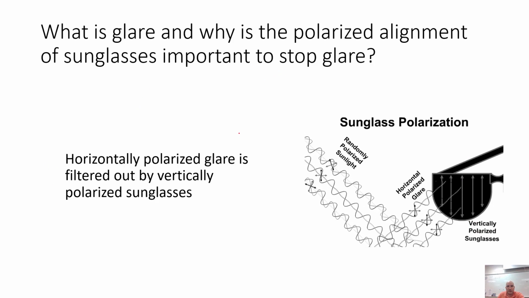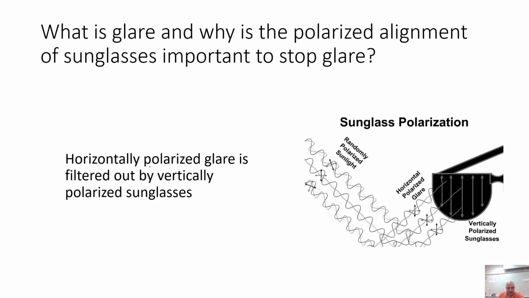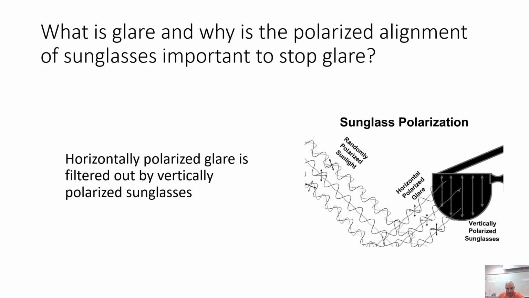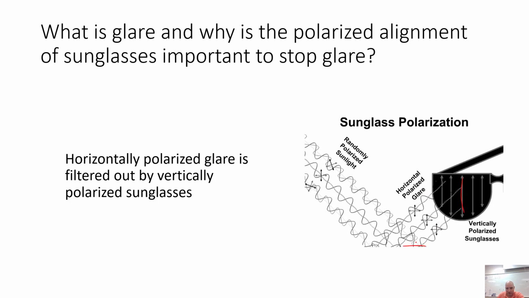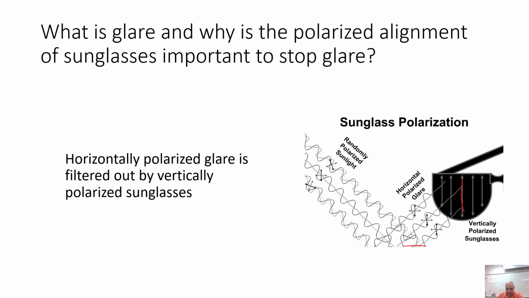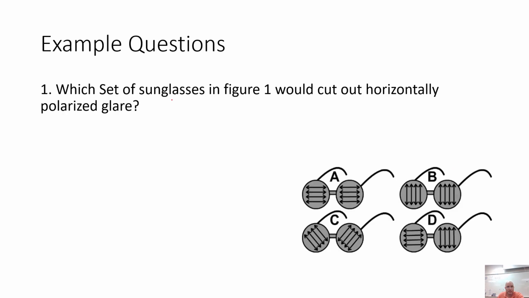So why are they important to stop glare? Sunglasses, because of the alignment. The vertical alignment cuts out the horizontal glare coming at your sunglasses. Which of the sunglasses in figure 1 would cut out the horizontally polarized glare? Go ahead and answer that question.